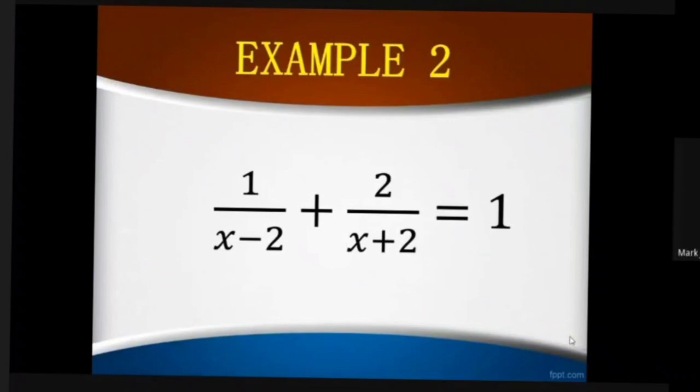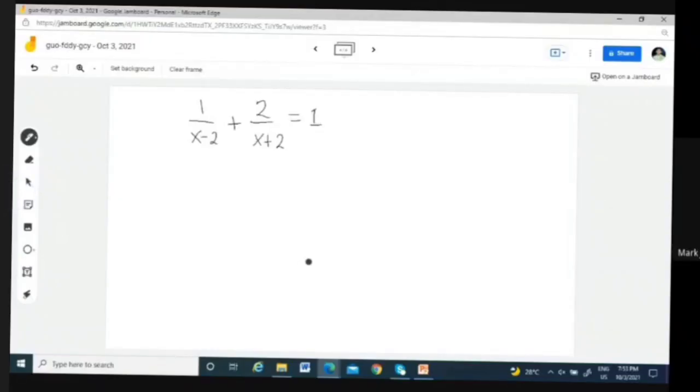Example number 2. 1 over x minus 2 plus 2 over x plus 2 is equal to 1. Let's say, for example, you are asked to solve the roots of 1 over x minus 2 plus 2 over x plus 2 is equal to 1. Following the CRAM method, we are going to remove all the fractions by getting the LCD. And the LCD of the given equation is x minus 2 times x plus 2. After that, we are going to multiply the LCD to the entire equation.